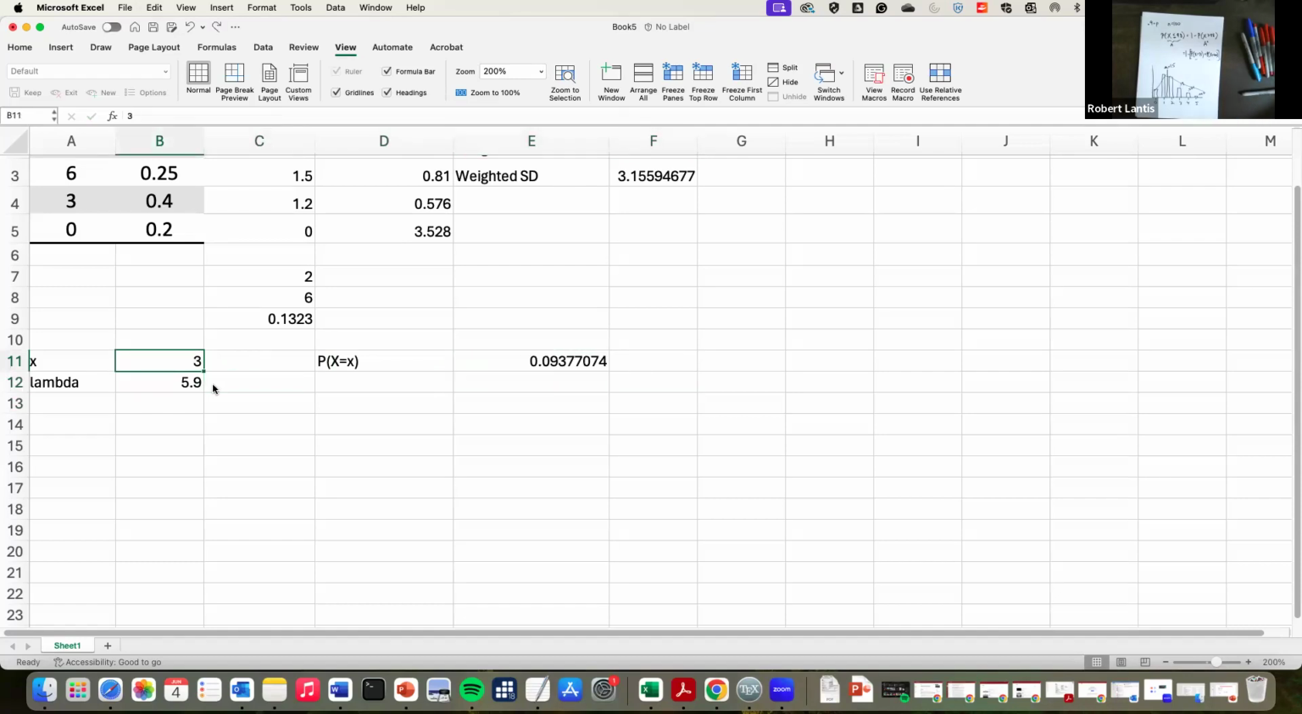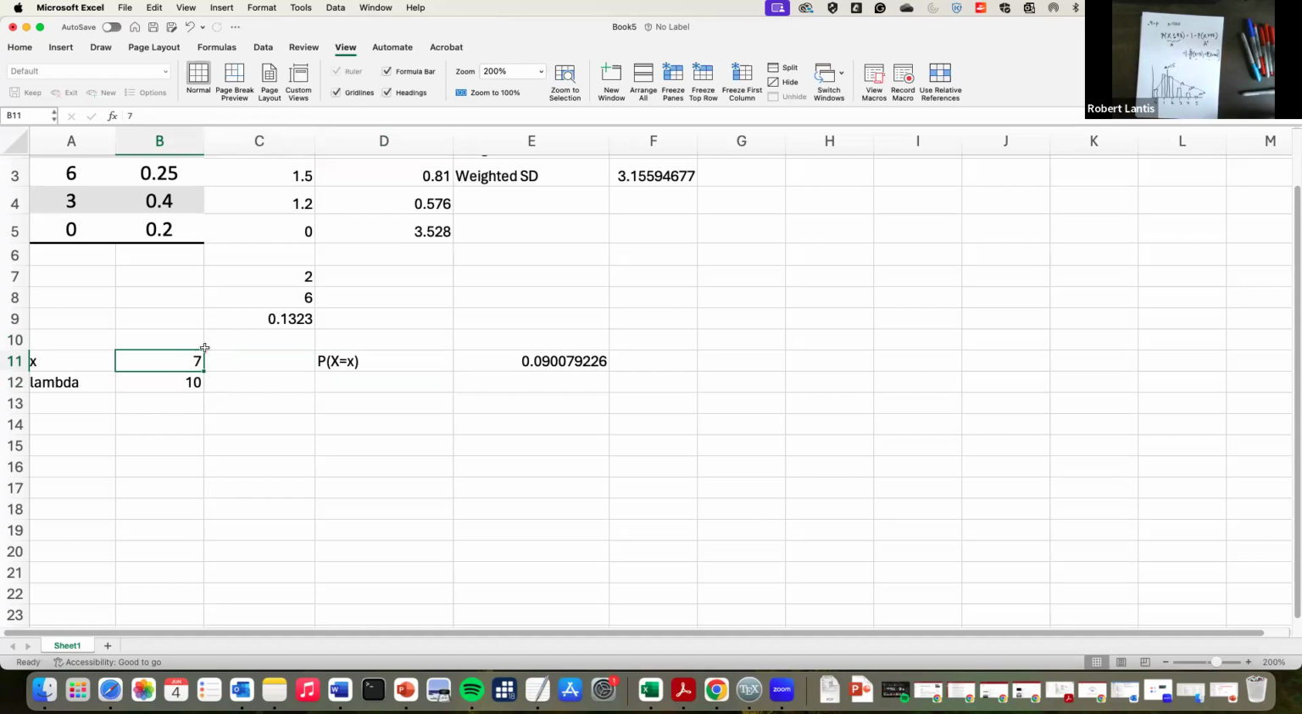Notice 4, it was 0.0932. Oh, it's because I scaled it up. Exactly. Let's do 10 as lambda. Okay, now let's do, I don't know, 7. Now I can play around with these, the probabilities would be a little bit different.